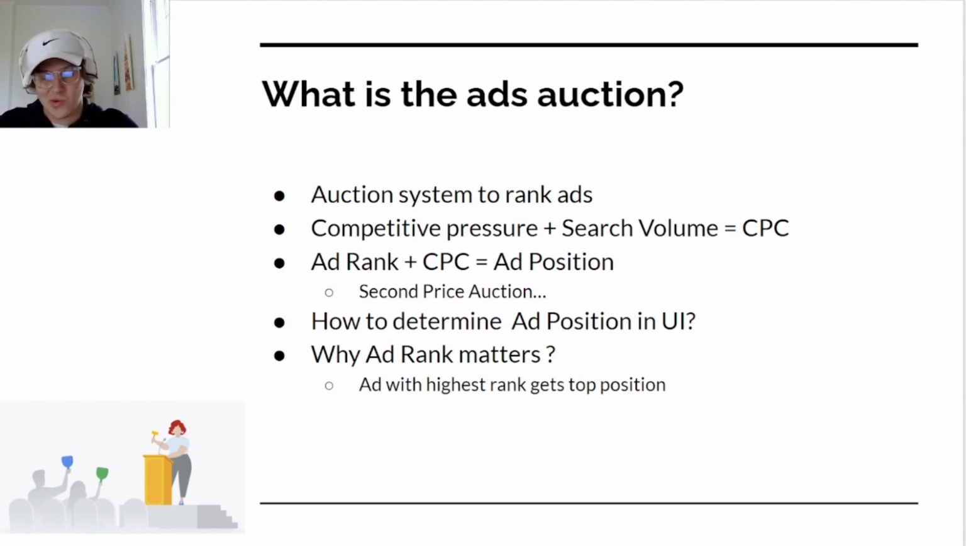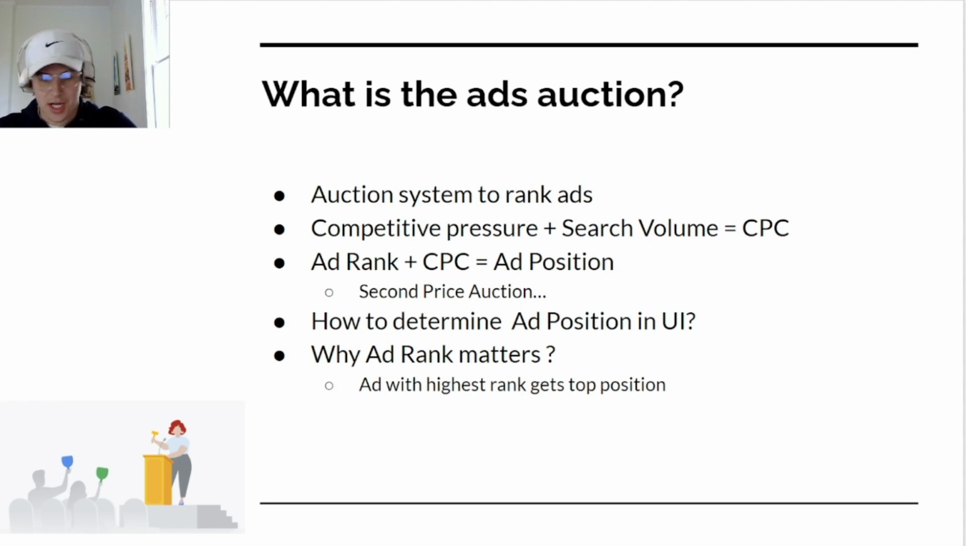But basically, the auction system, right? You have to think about competitive pressure and search volume, which determine how expensive your cost per click bid is. Think about it like supply and demand. The more supply of searches and the lower demand of advertisers, the cheaper those clicks are going to be. However, inversely, the lower the supply of searches and the higher the competitive pressure and demand, those are going to be very expensive keywords and very expensive bids to rank on the first page of Google.